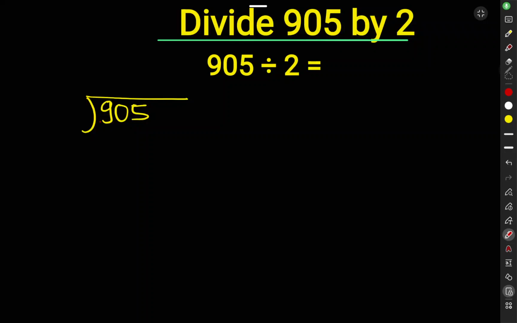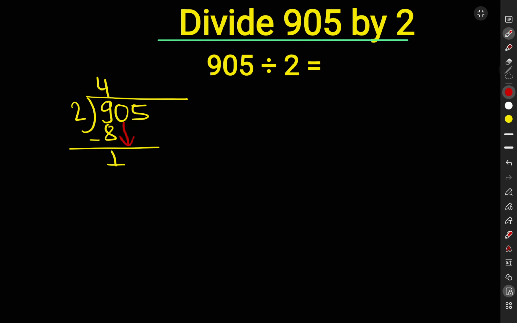We divide 905 by 2 in a long division method. So 2 times 4 is 8. On subtracting we get 1.